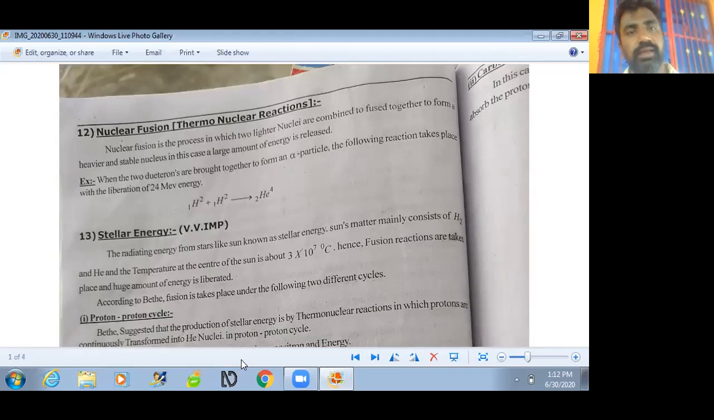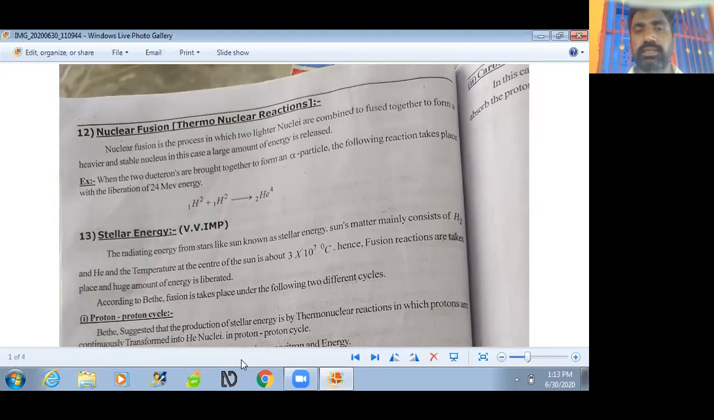So that is a nuclear fusion reaction. Here two lighter nuclei, 1H2 plus 1H2, combine to fuse together and form a 2He4 nucleus. So that is a stable heavier mass nucleus. Energy is released by the Einstein mass-energy relation. Next concept is stellar energy, which is an application of nuclear fusion reaction.